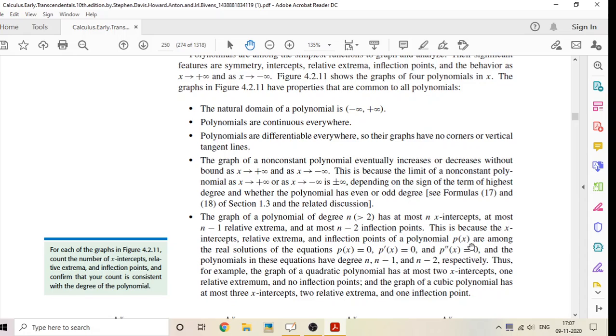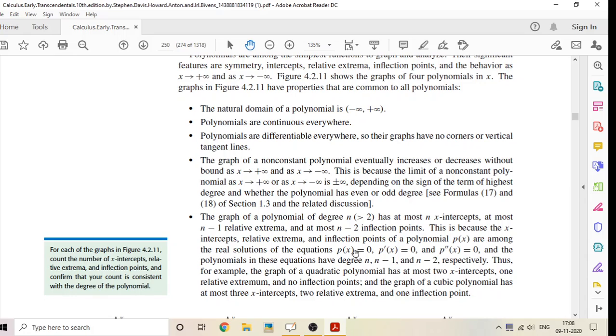ഇനി അതുപോലെ p double dash of x equal to 0 വരുമ്പോഴാണ് നമുക്ക് ഇൻഫ്ലക്ഷൻ പോയിൻറ്റ്സ് കിട്ടുക. ഇനി p double dash of xൻ്റെ ഡിഗ്രി എന്ന് പറയുന്നത് n minus 2 ആയിരിക്കും. So therefore the maximum number of inflection points can be at most n minus 2. So these are a few things which are fixed for every polynomial. So the graph of a polynomial, if n is greater than 2, will have at most n x-intercepts, at most n minus 1 relative extrema, and at most n minus 2 inflection points.